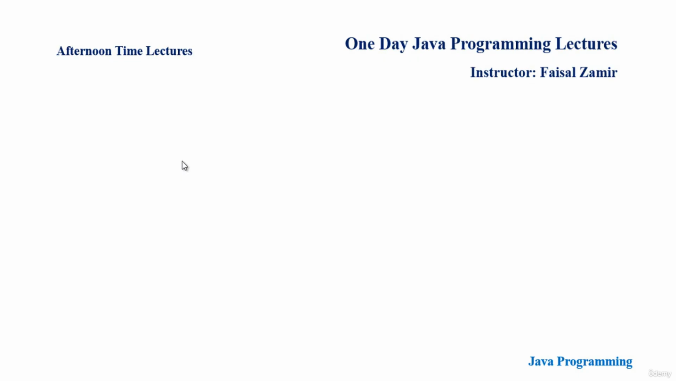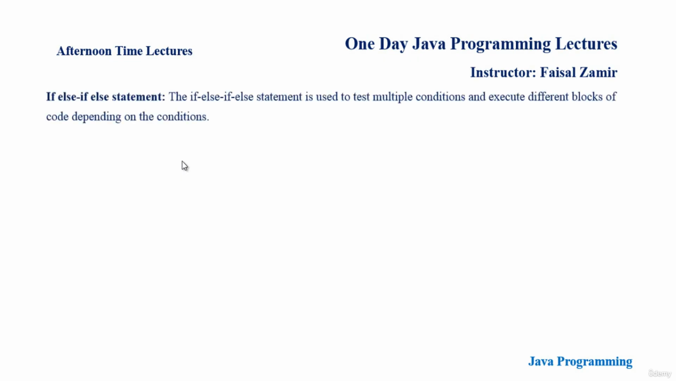Hi guys, in this class we will discuss another decision making structure type, that is the if else if else statement. The if else if else statement is used to test multiple conditions. In this type of decision making structure, you have to provide multiple conditions and execute a different block of code depending on the condition, in which only one block will execute when a condition is true.